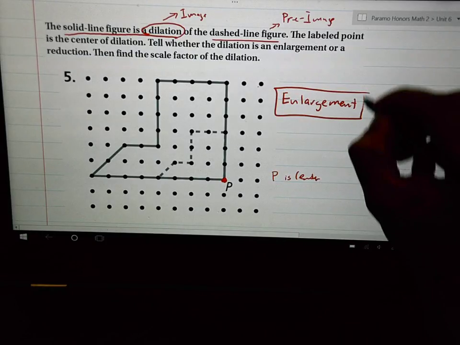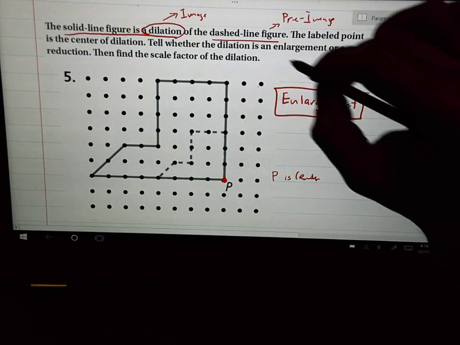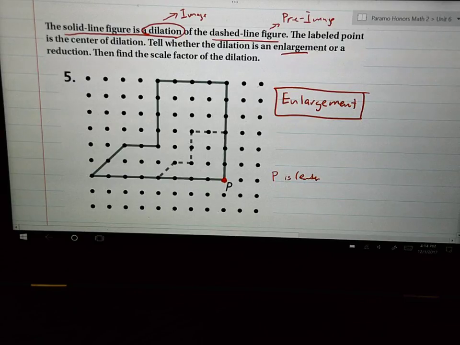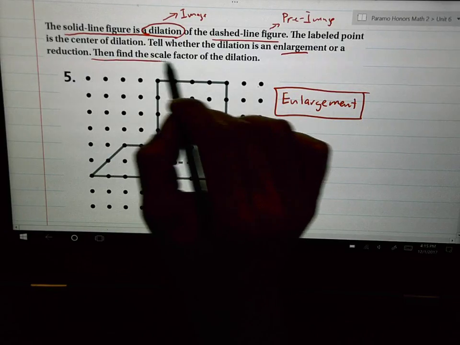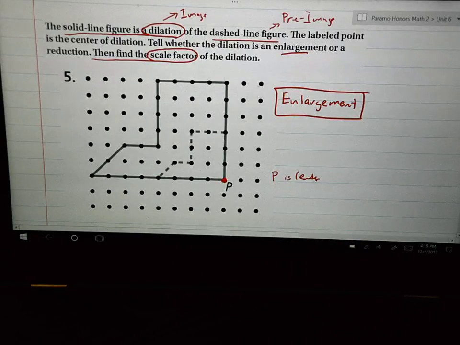I could tell that most of you have that right already. It is an enlargement. That's the easy part of the question. But then it says, then find the scale factor of the dilation. So how do we find the scale factor like this? It goes with what we talked about before.